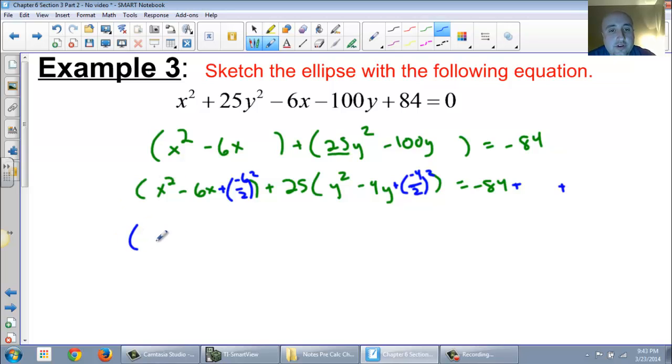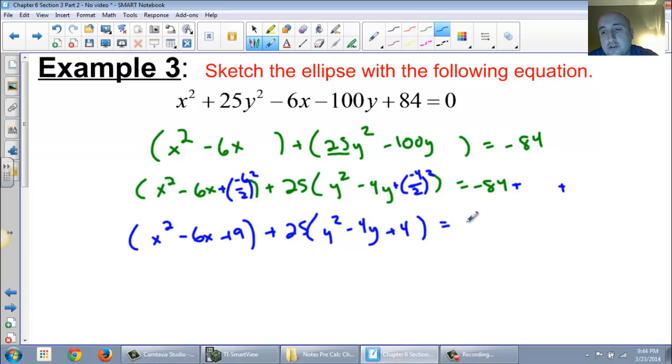All right, so let's see what we have here. x squared minus 6x. -6 divided by 2 is -3. -3 squared is 9. Plus 25 times y squared minus 4y. -4 divided by 2 is -2. 2 squared would be 4. So -84 plus 9 plus, now the problem here is I'm not going to add 4.